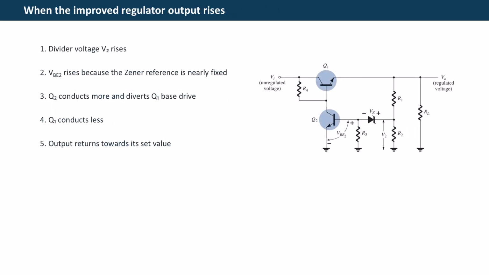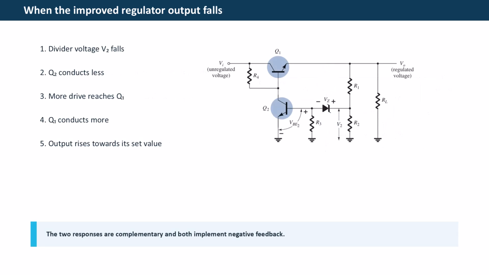Follow the cause and effect sequence carefully. A rise in output produces a rise in sampled voltage. Q2 then conducts more, reducing the base drive of the series transistor. Q1 drops more voltage and the output is corrected downward. For a falling output, every step reverses.